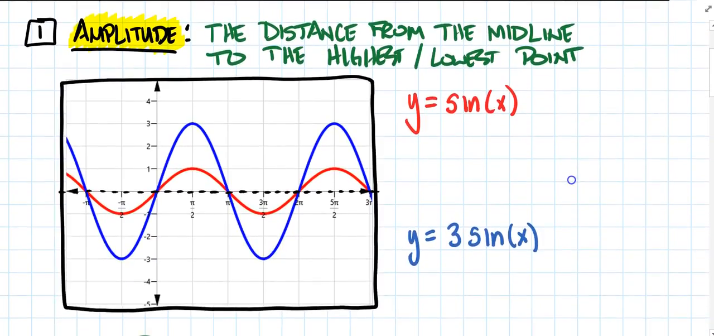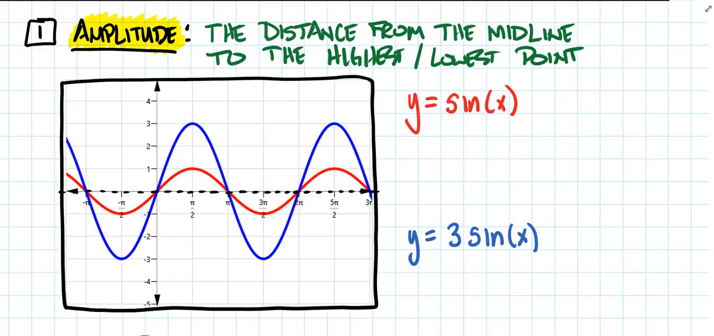The very first idea is amplitude. The amplitude of a graph is defined as the distance from the midline to the highest or the lowest point. So take a look at these two graphs that you see before you. One of the graphs is red and one of the graphs is blue. The red graph is the graph of y equals sine x.